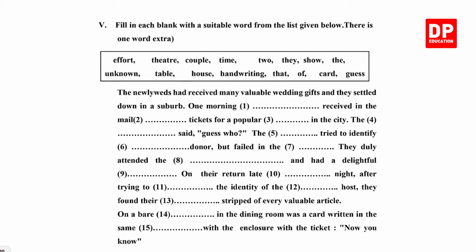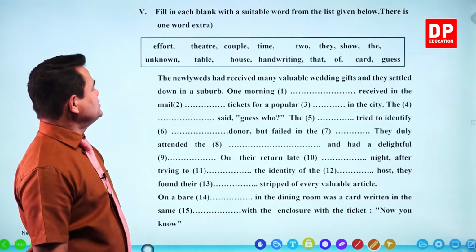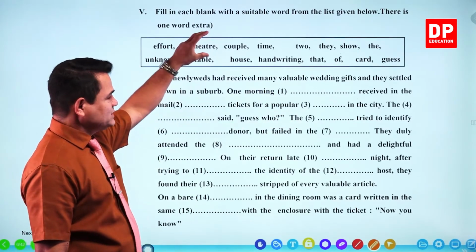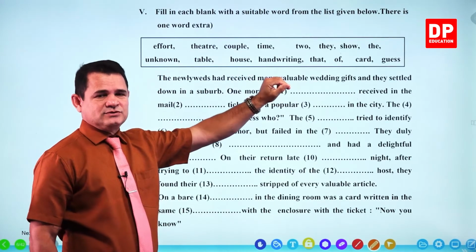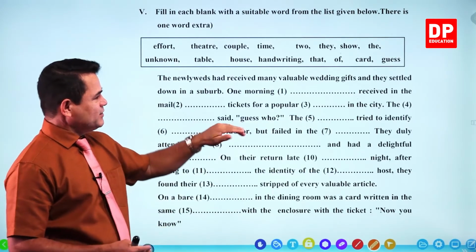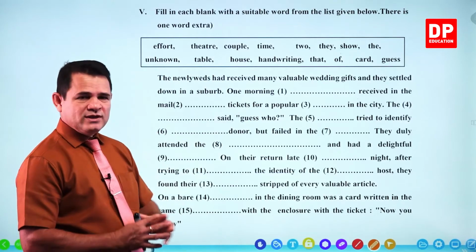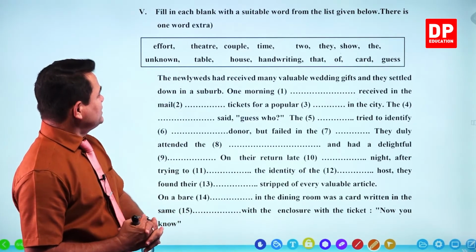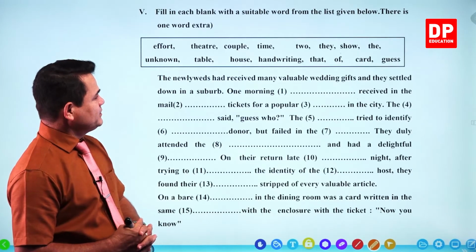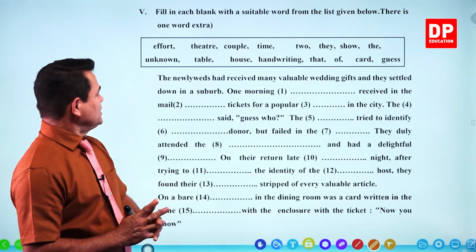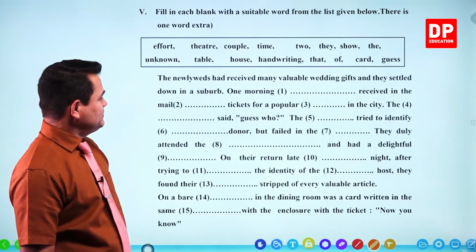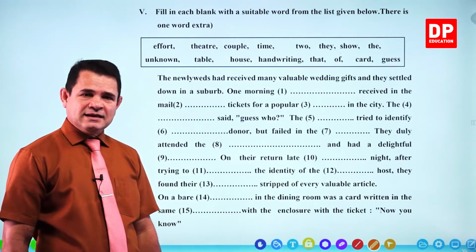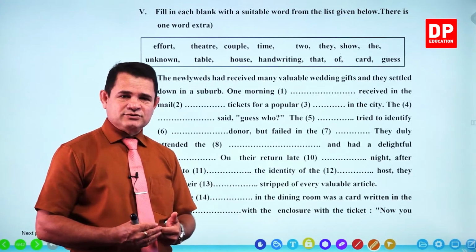Fill in each blank with a suitable word from the list given below. There is one extra word. Right, so again fill in the blanks. We did some questions like this before. This one is slightly different, since words are given. Here also you better read the question first with the blanks. Let's see the words first. Effort, theatre, couple, time, to, they, show, the, unknown, table, house, handwriting, that, of, card, guess. So these are the words that we have to use to fill in the blanks.